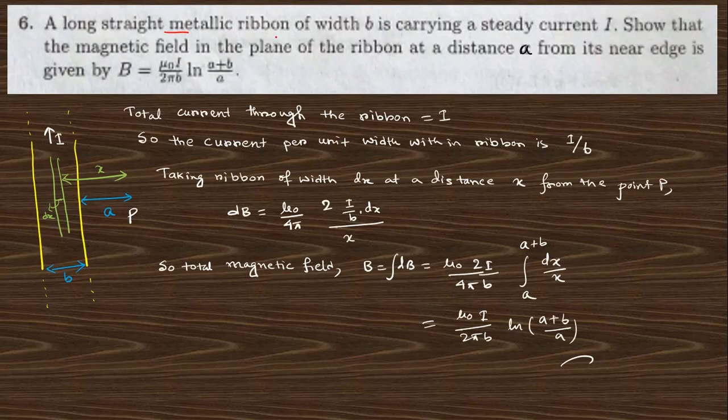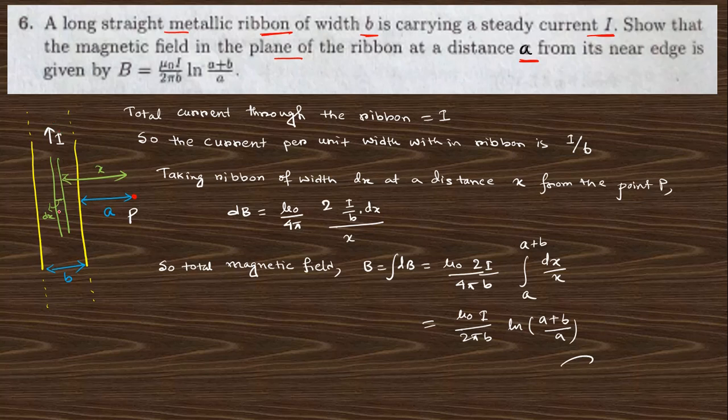A long straight metallic ribbon of width b, carrying a steady current I, total current is I, so that the magnetic field in the plane of the ribbon at a distance a from the near edge is given by this. So this is the distance a from the near edge. We need to find out the magnetic field here. So total current is I.